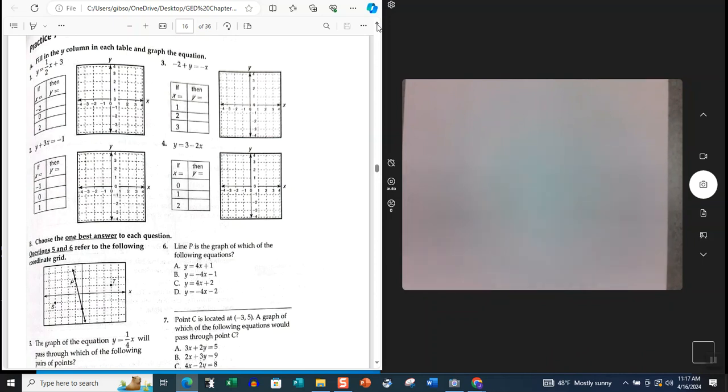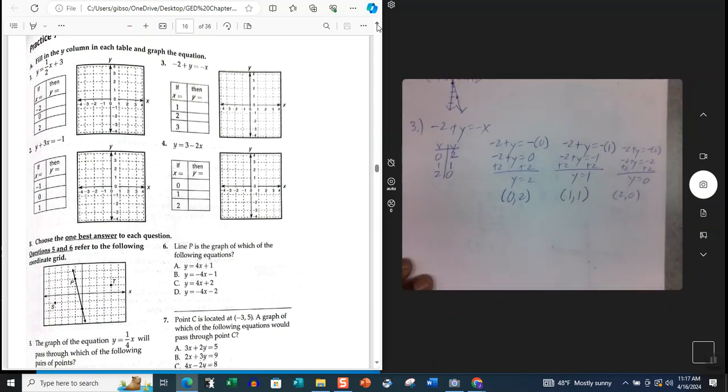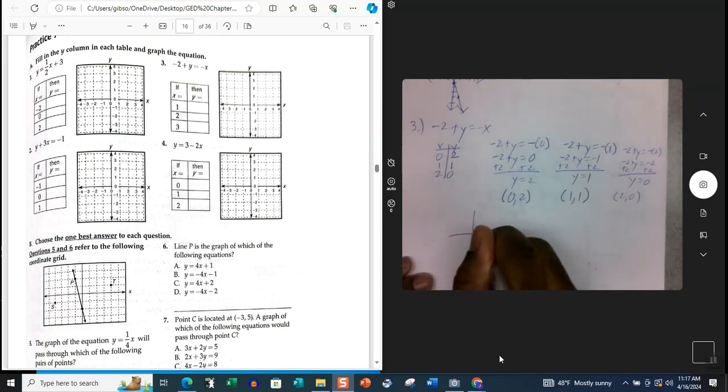Okay, now we just need to graph number 3. Okay, now we draw a graph.